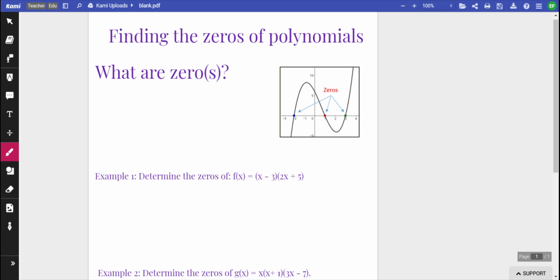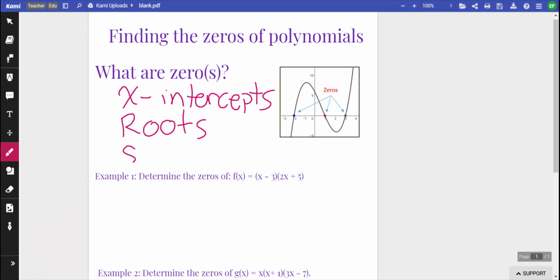So sometimes the questions ask you, what are the zeros? Sometimes they ask you for the x-intercepts. Sometimes they ask you for the roots, and sometimes they ask you for the solutions. Those essentially all mean the exact same thing. And if we look at the graph over here to the right, this is a cubic function. We'll talk more about that in the coming weeks, but really the zeros it's showing you are exactly the x-intercepts of that graph.